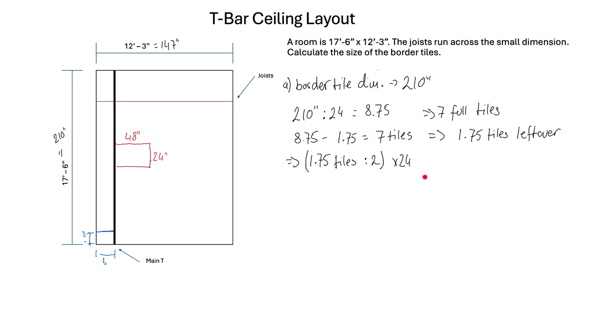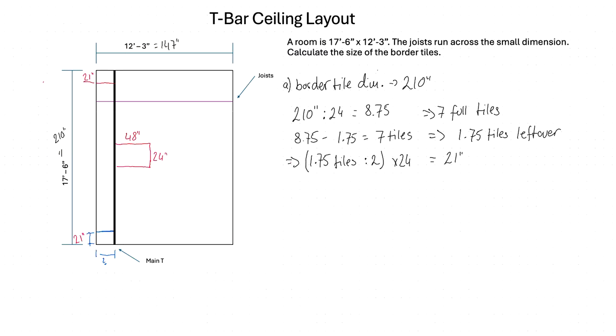So punch that into your calculator. 1.75 divided by 2 times 24, and that gets us 21 inches. So that means down here, we just did the direction of the 210-inch direction here of the long way. That means this ceiling tile down here, that is the 21 inches. And the one up here that sits here is also 21 inches.